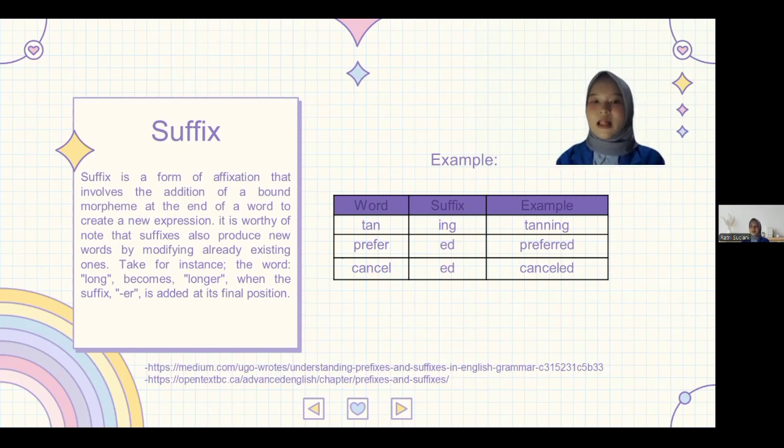For example, the word tan and the suffix -ing, so the word becomes tanning. And number 2, prefer plus -ed, so the word becomes preferred.